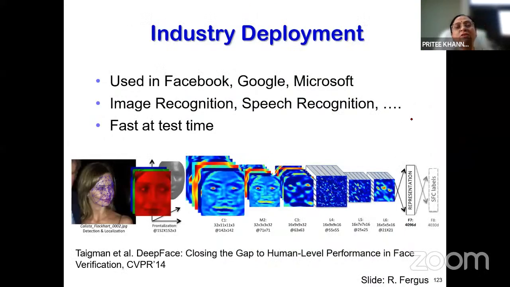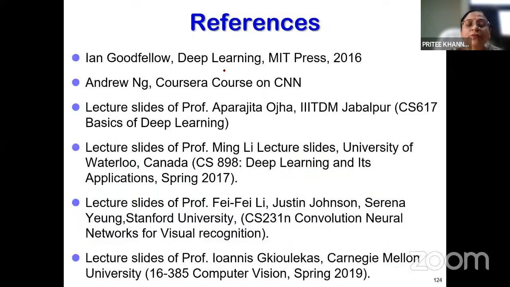Because everything requires industry deployment, and because of this usefulness, nowadays neural networks and CNNs are being used everywhere. You can see Facebook, Google, Microsoft, and it is not only used in image, but also speech and other areas. The important point to understand is that although it takes more time in training, things become fast at test time. So that is all from my side here.